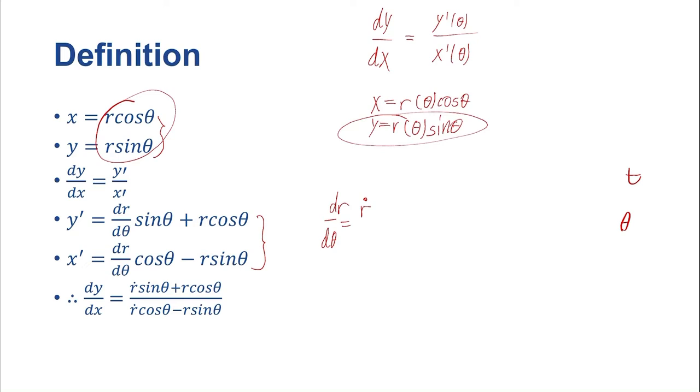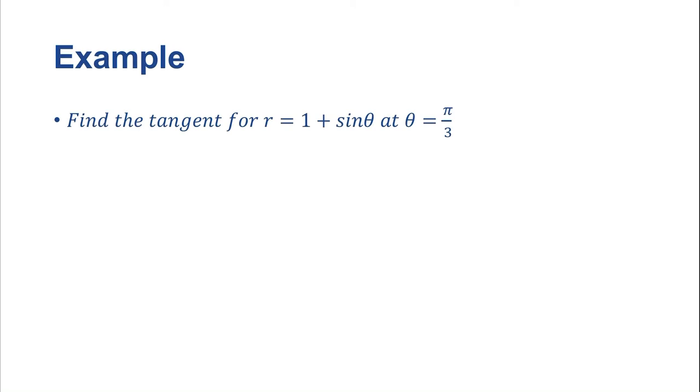So we get dy dx is equal to r dot sine theta plus r cosine theta, over r dot cosine theta minus r sine theta. Now this is a very complicated formula, but you can always derive it from this by just taking the derivative. This isn't something you need to memorize exactly, because you can just rederive it however many times you want. Anyways, let's try an example. Let's try to find the tangent line for the polar curve r equals 1 plus sine of theta at theta equals pi over 3.